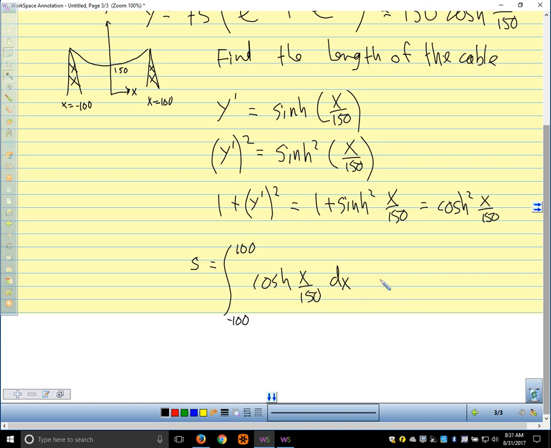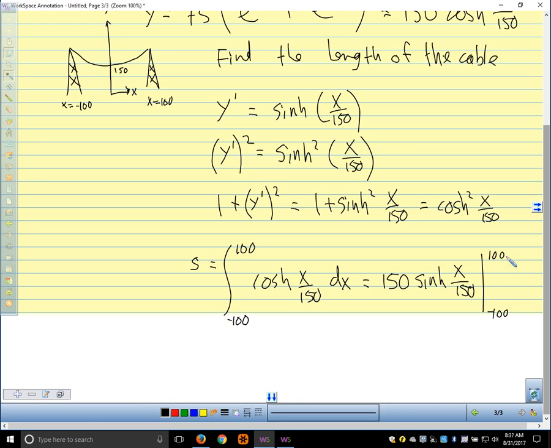Oh, no, because we take the square root, right? The arc length is the square root of 1 plus f prime squared. So the squares go away. So it makes it even nicer. And when we integrate this, we get 150 sinh x over 150. And we're going to evaluate that from minus 100 to 100.